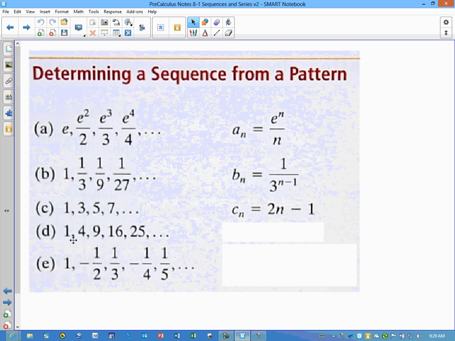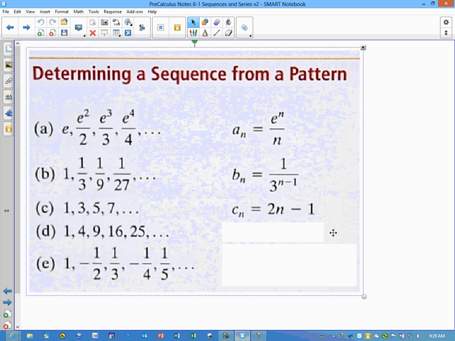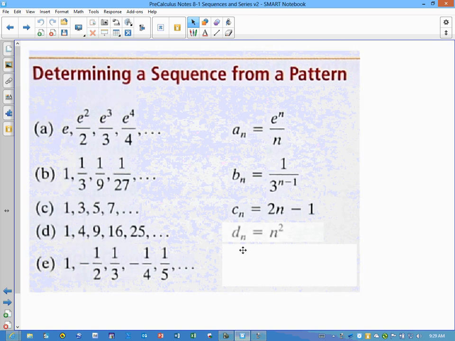For D, hopefully you recognize 1, 4, 9, 16, 25. Hopefully you recognize those as perfect squares. So this is 1 squared, this is 2 squared, this is 3 squared, 4 squared, 5 squared, etc. So our pattern there is simply D sub n is going to be n squared.